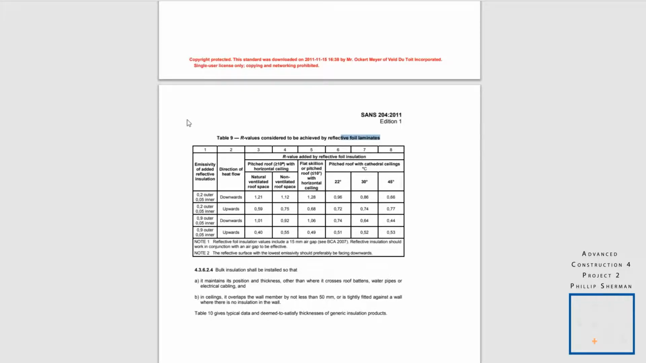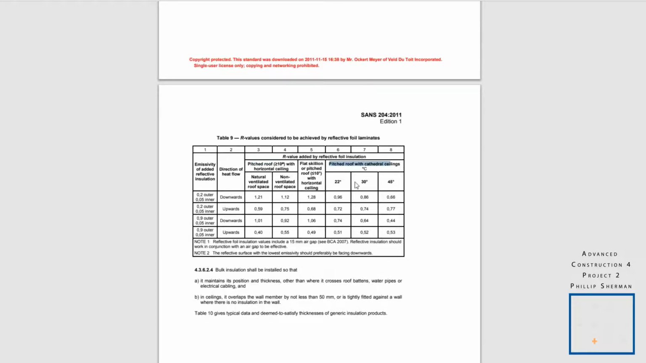If I were to apply foil, what would be the recommendations or what would be the resistance that I would achieve? So my direction of heat flow is upwards. I don't have a ventilated roof, so I'm a non-ventilated roof. However, pitched roof with horizontal ceiling, I don't have a horizontal ceiling. We have a pitched roof with a cathedral ceiling.